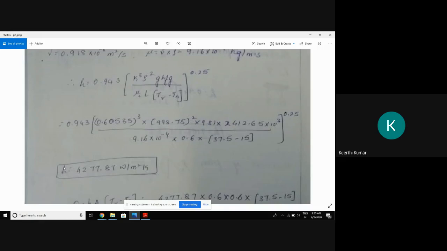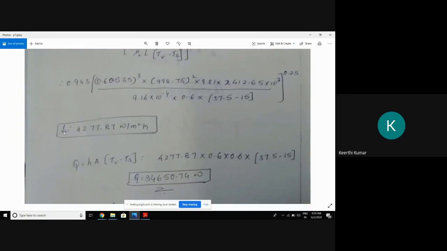Even though H is not asked in the question, I have found out H. Why? I'll show you. Once you get the value of H, again Q is equal to H into A into TV minus TS. H we got now. Area is 0.6 into 0.6. You can see here, H is 4277.87, just now we got. Substitute that as H. Area is 0.6 into 0.6 because he has given us a square plate.